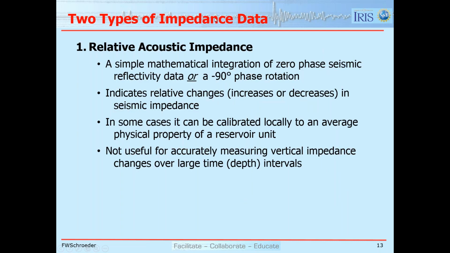So we do talk about two types of impedance. I've already been mentioning these: relative acoustic impedance. I also mentioned that we can get that by a simple mathematical integration, or we can do a minus 90 degree phase rotation. The relative acoustic impedance tells us about relative changes, increase in impedance or decrease in impedance. In some cases, it can be calibrated locally to average physical properties of a reservoir unit, such as porosity or net to gross. It's not useful for accurately measuring vertical impedance changes over large two-way time intervals or depth intervals.